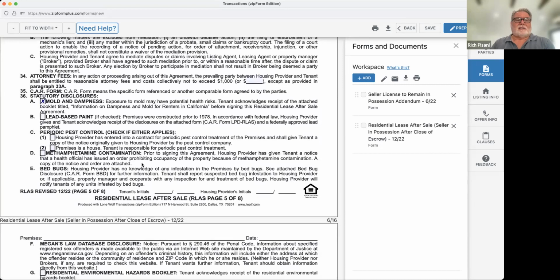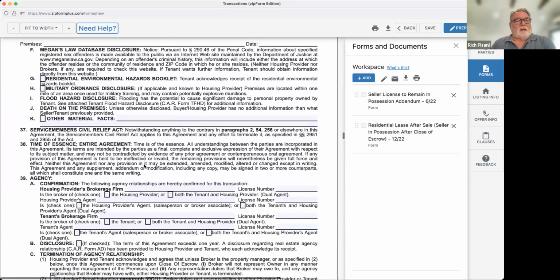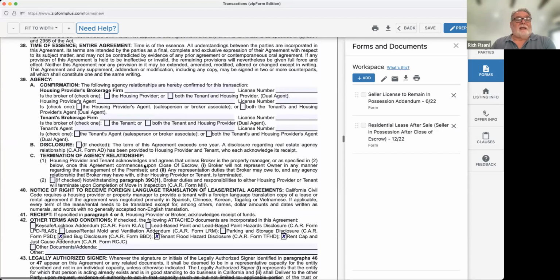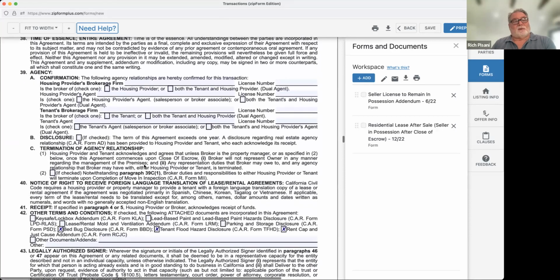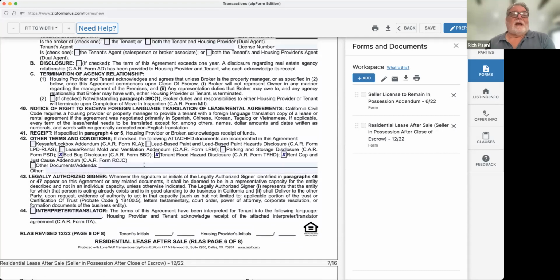And the statutory disclosure, because this is a lease, you have to make those mold disclosures. If it's before 78, lead-based paint, bed bugs, all of this. And then agency fill outs, who's representing who. This is important. Termination of agency relationship.